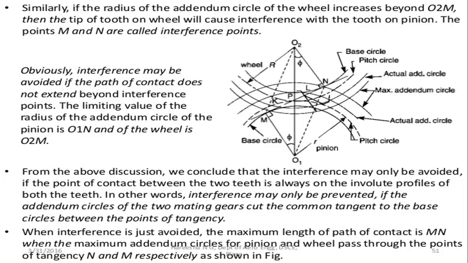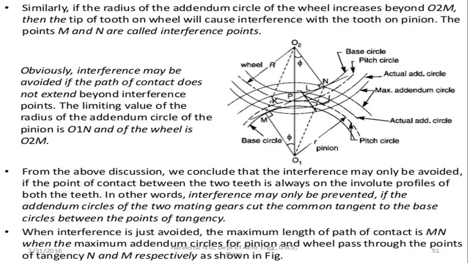And the limiting value of the radius, that is the addendum circle of the pinion, is O1N. And for the wheel it is O2M. So O2M and O1N are the radii of the addendum circles.